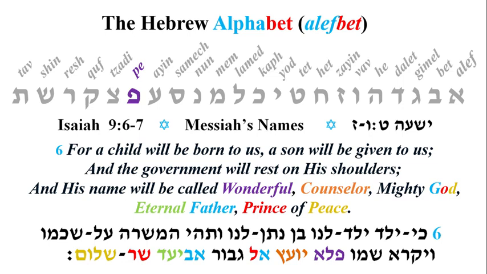Let's look at Isaiah 9, starting in verses 6 and 7. We're just going to read 6. For a child will be born to us, and a son will be given to us, and the government will rest on his shoulders. And his name will be called Wonderful, Counselor, Mighty God, Eternal Father, Prince of Peace. Okay, you see this one on Christmas cards, and very famous verse.